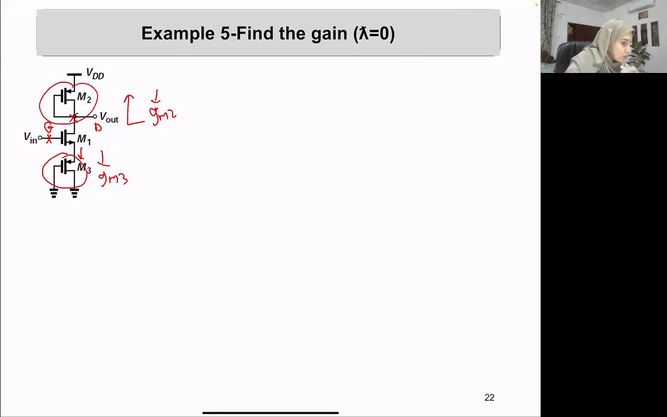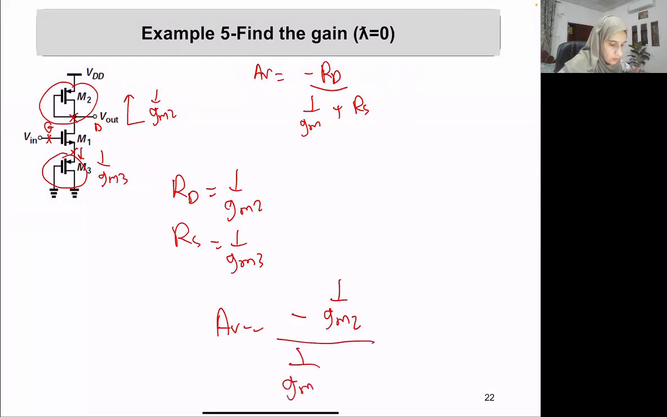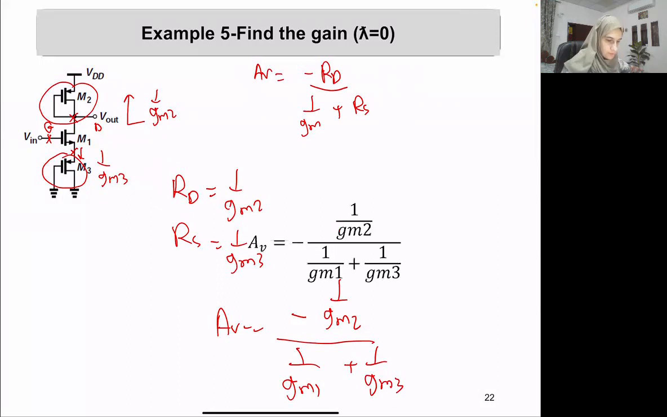Okay, since the source is not grounded, it's degenerated, the general gain will be minus RD over 1 over GM plus RS. So my RD is 1 over GM2. My RS is 1 over GM3. And my gain is going to be minus 1 over GM2 over 1 over GM1 plus 1 over GM3. Okay. And this is what we did, correct.